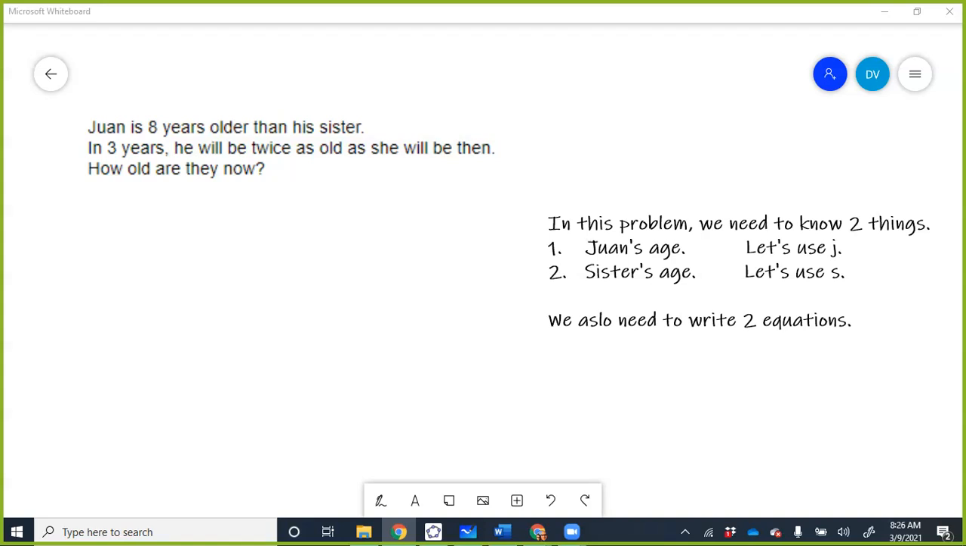Okay, here is problem 4. Juan is 8 years older than his sister. In 3 years, he will be twice as old as she will be then. How old are they now?